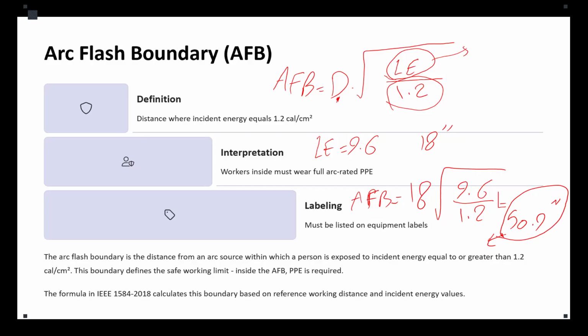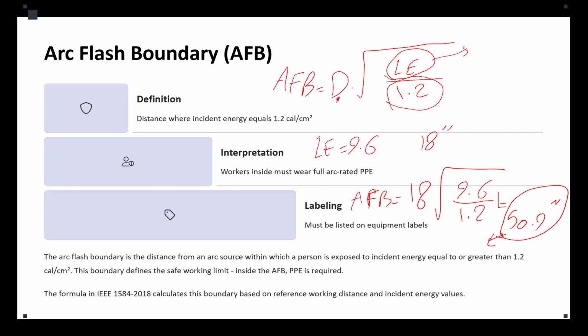Okay, so there are some misconceptions about the AFB. Let's clear up those common misunderstandings. AFB is not the same as working distance. Working distance is assumed chest to source distance. AFB is computed as the radial distance where the incident energy will be 1.2 calorie per square centimeter.